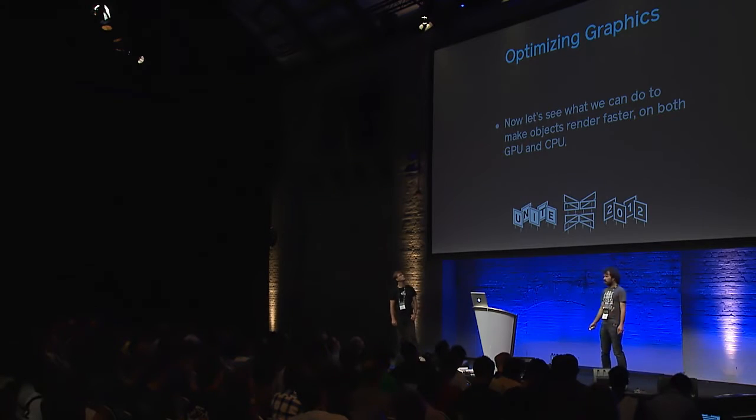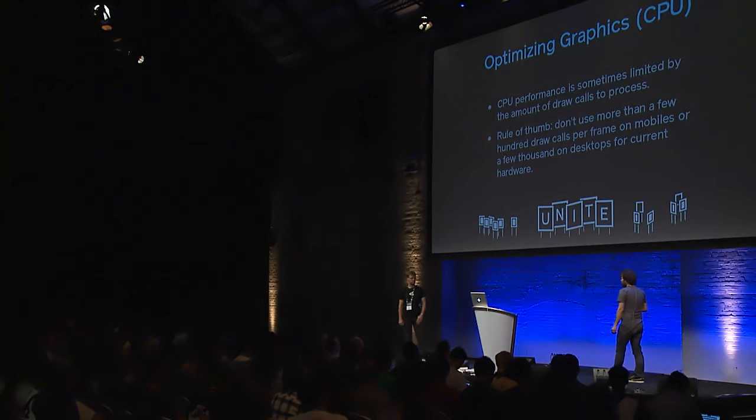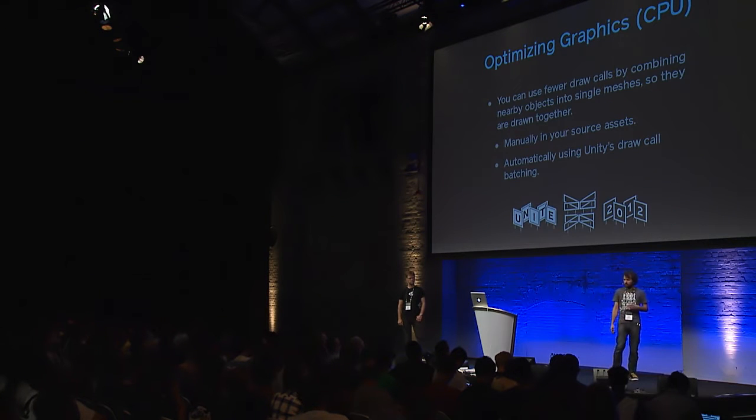So yeah, now let's see what we can do to make those objects you actually need to render as fast as possible. So as we said before, CPU performance may be limited by the amount of draw calls you need to process, and the overhead introduced by those. So as a general rule of thumb, you probably shouldn't be using more than a few hundred draw calls per frame on mobile devices, or more than a few thousand on desktops if you're targeting current-gen hardware. If your numbers are much higher than those, you probably have some work to do in optimizing your draw call count.